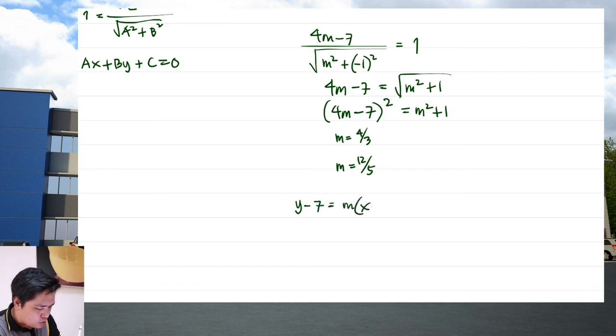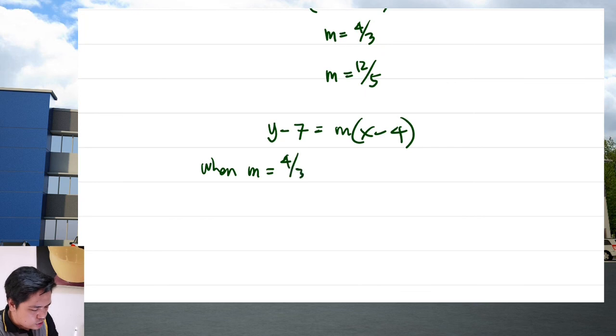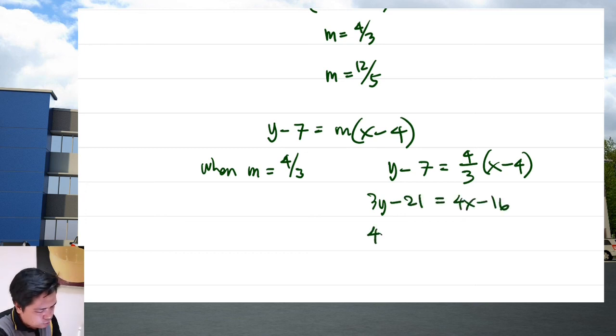So since we have y minus 7 equal to m times x minus 4, when m is equal to 4/3, we have y minus 7 equals 4/3 of x minus 4. Simplify that: 3y minus 21 equals 4x minus 16. So 4x minus 3y equals negative 16 plus 21, so it equals negative 5.